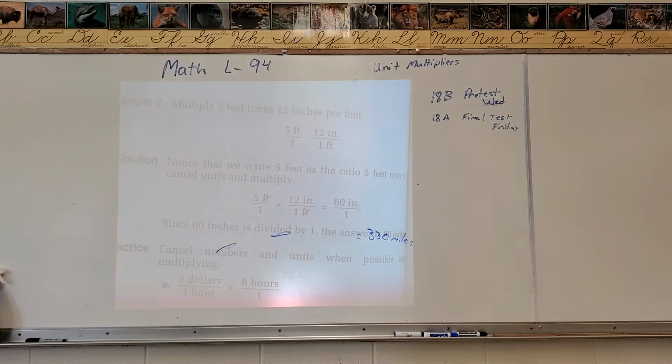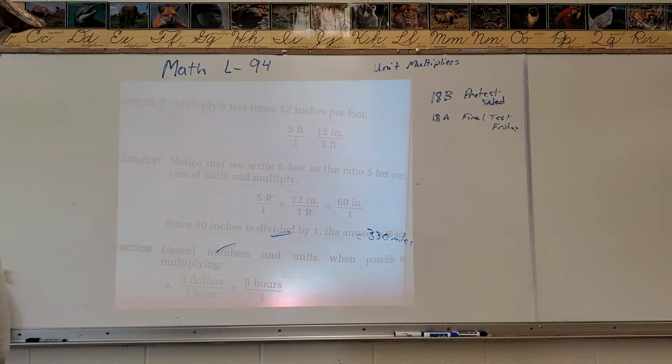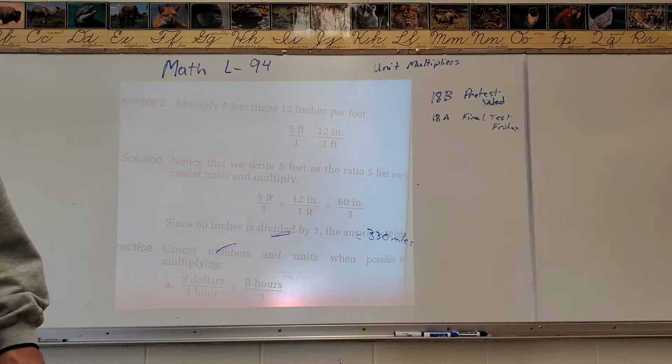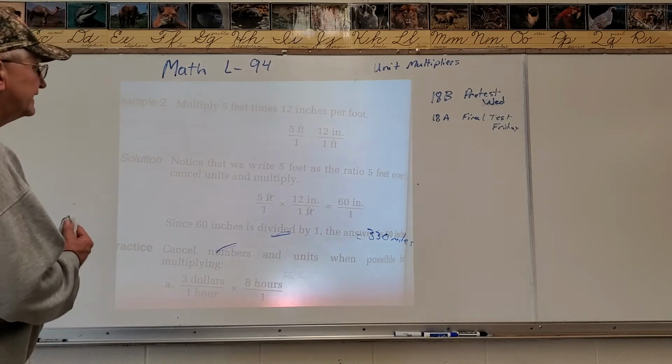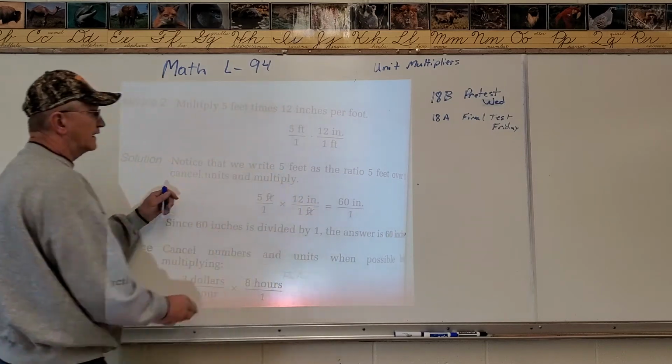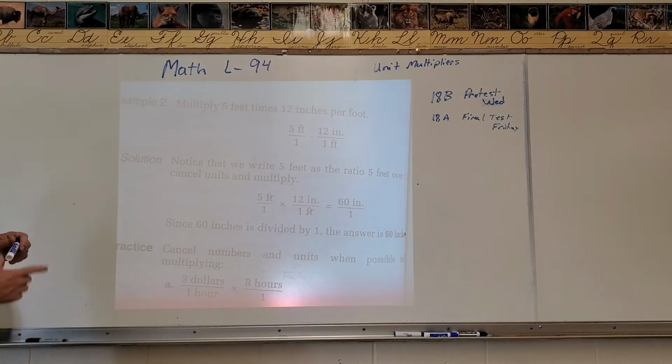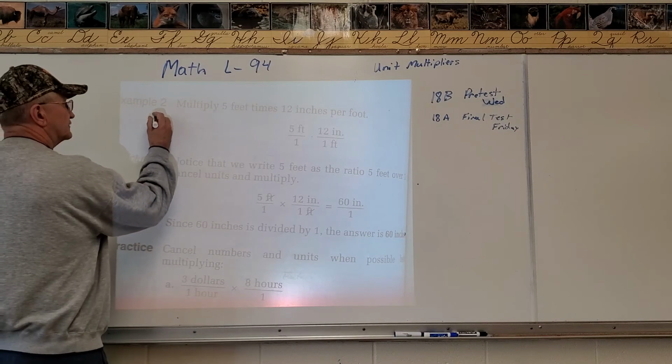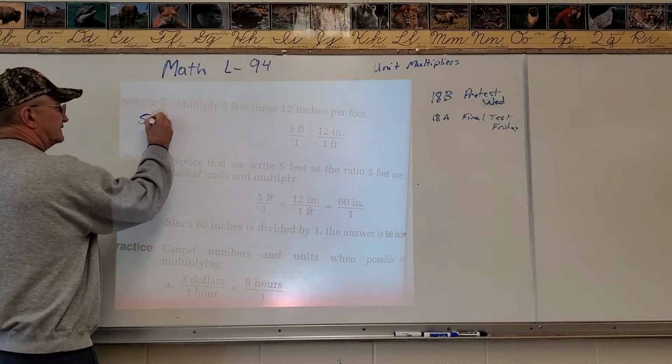All right, there it is. Okay, this is the one on the next page. We have multiply 5 feet times 12 inches per foot. All right, again, 5 feet. So we started out, they're starting off with 5 feet.